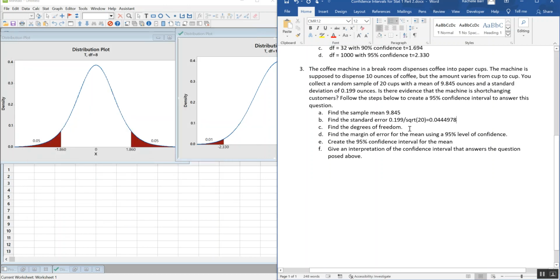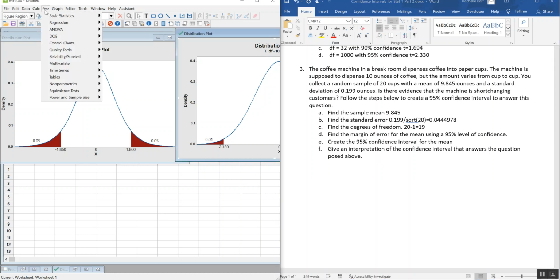Now it asks us for degrees of freedom. Well, there were 10 items in our sample. Oh, no, wait. There were 10 ounces of coffee. There were 20 cups of coffee. So there is 19 in here. Perfect. All right, now find the margin of error. Ugh, this is where I'm getting annoyed. Let's just do the confidence interval.